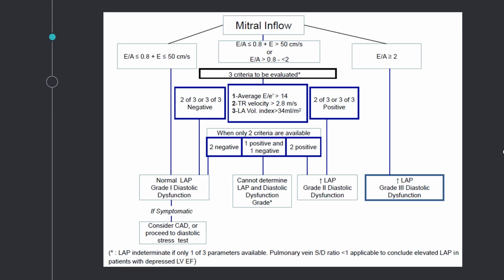It's Bob. Just following up on Howard's comment. Is it not, Howard, the E over E prime greater than 14 that a number of folks, I think, are focusing on? I mean, there are lots of reasons for the LA volume to be increased or the TR velocity to be increased, but the E over E prime seems to be the one. If that's abnormal, regardless of LV systolic function, that's what's pushing people to say there's something wrong here, this isn't normal, right? It's weighted on that one. Is that right?